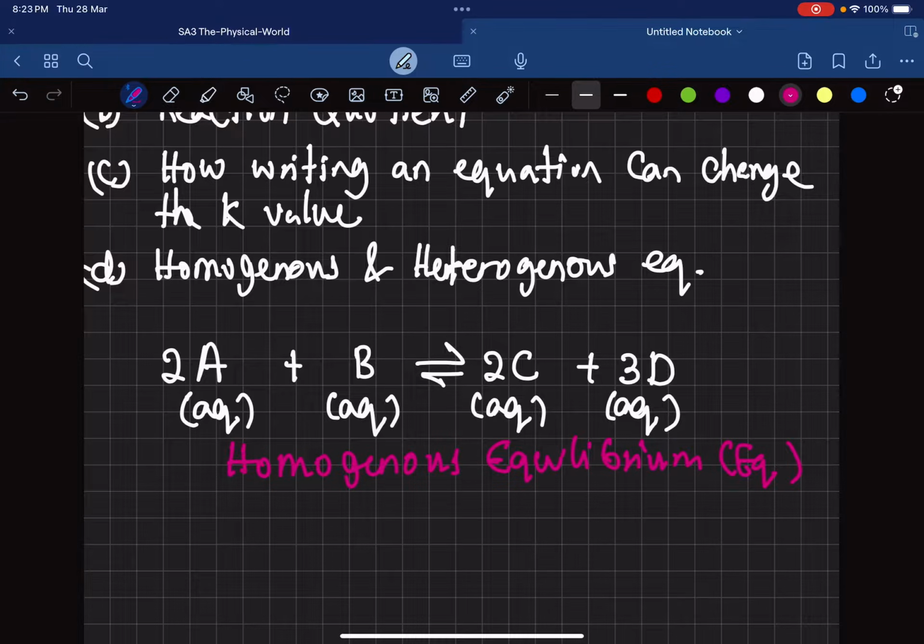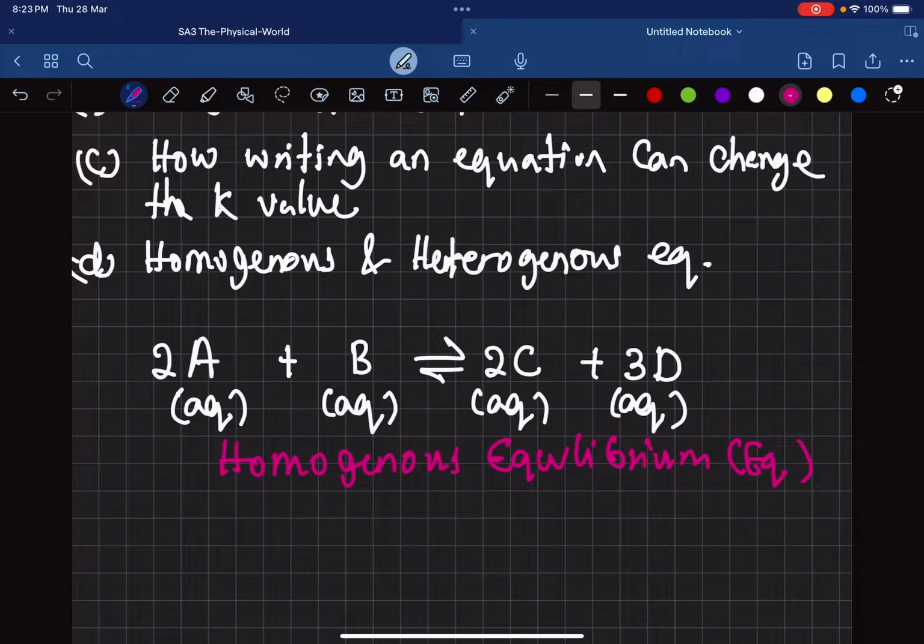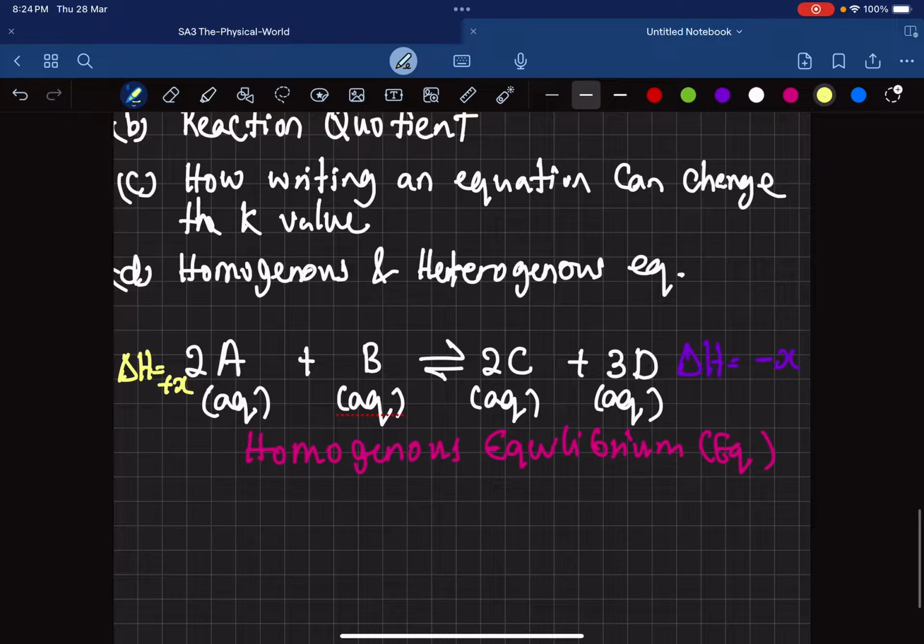Now, when we have an equation like this, we're going to introduce something else. Let's say we put a delta H value here, and let's say the delta H value for the forward reaction is negative X. Okay, which means that the forward reaction is exothermic. If the forward reaction is exothermic, I want all of you to know that the reverse reaction will be positive X, that means it's going to be endothermic. Right, the same value X, but it's just that the forward is exo, then the reverse is endo. If the forward is endo, then the reverse is exo. Okay, so I want you all to know that.